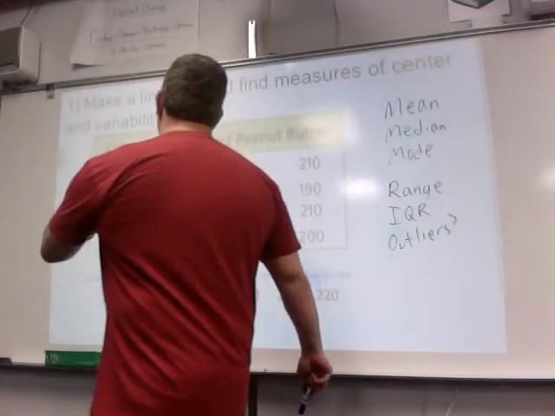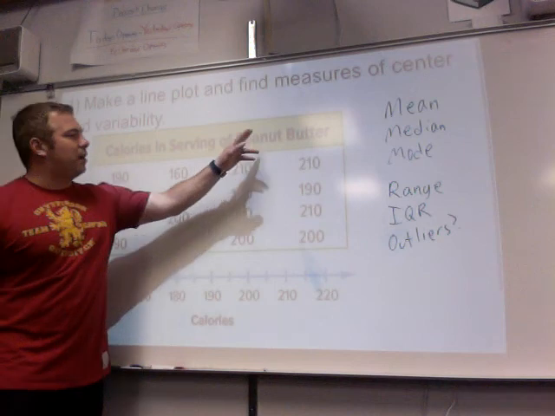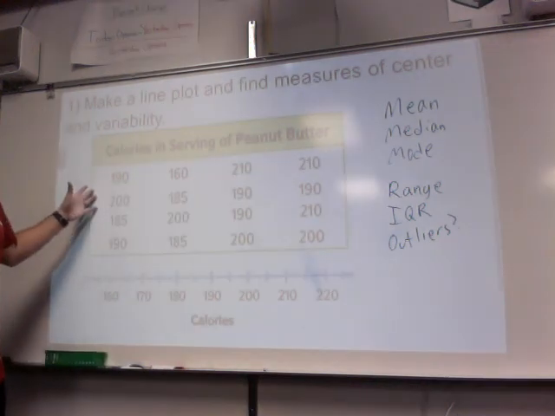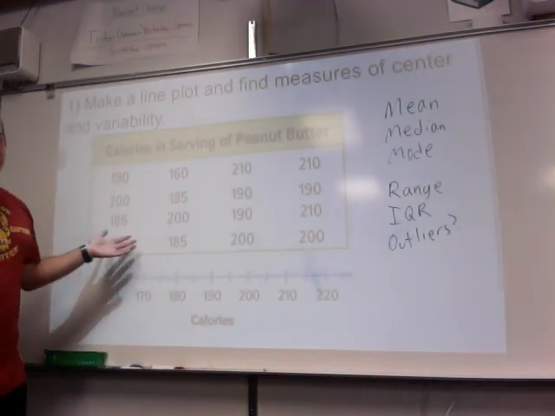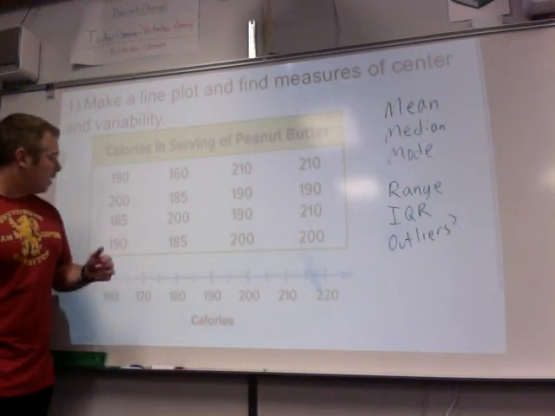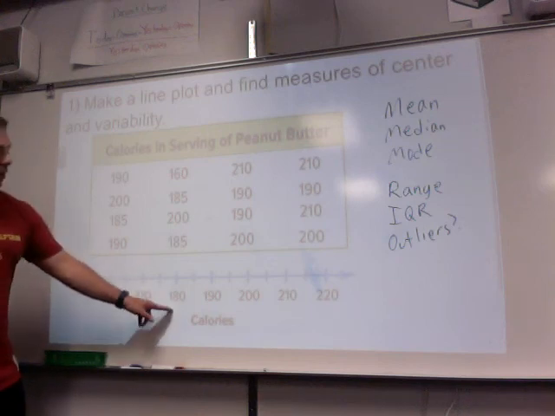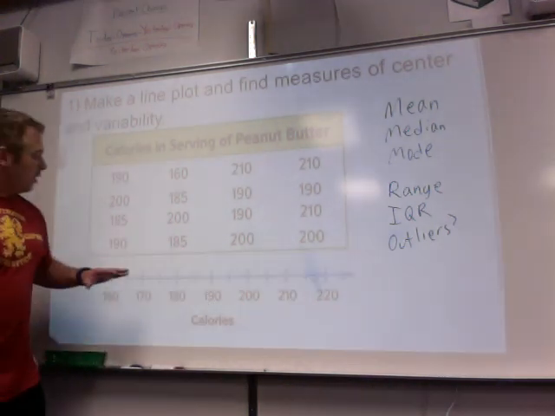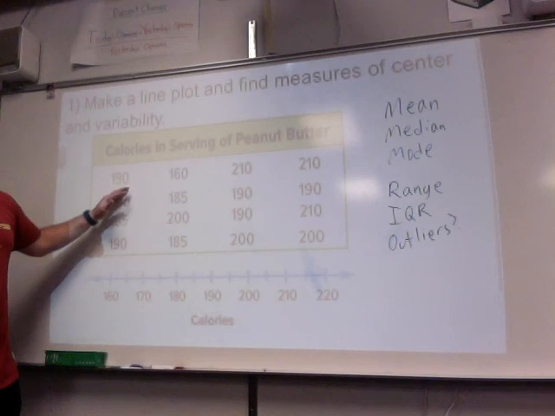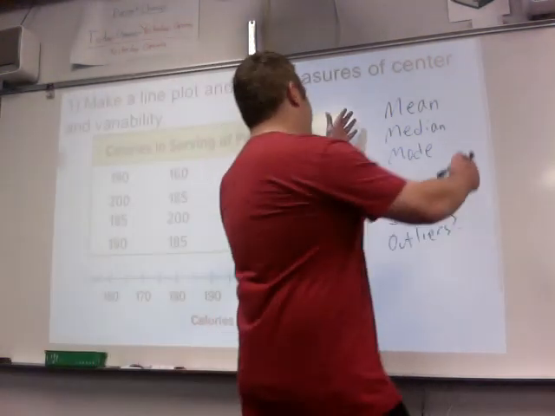So these are your numbers. Calories in a serving of peanut butter. Different kinds of peanut butter have different amounts of calories. Peanut butter is not all made the same. So I already have the bottom of your line plot, 160 calories, 170, 180, and so on and so forth. You have to fill out your line plot and then find all of this information for me.